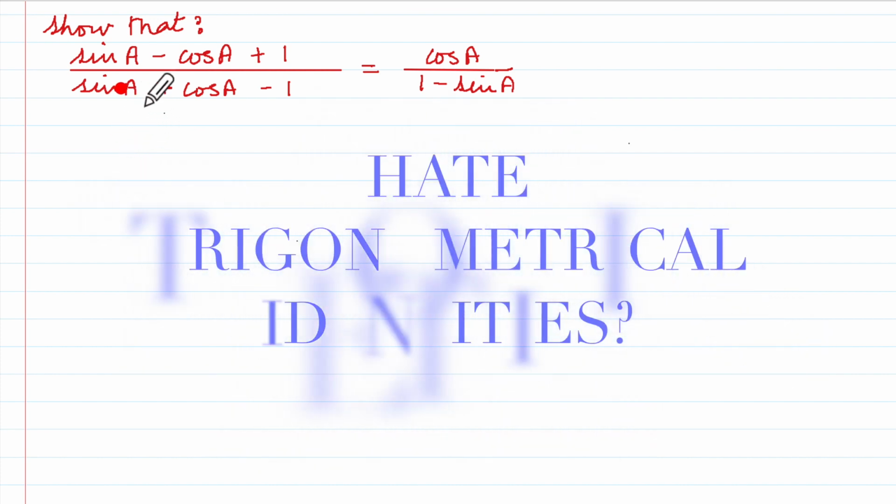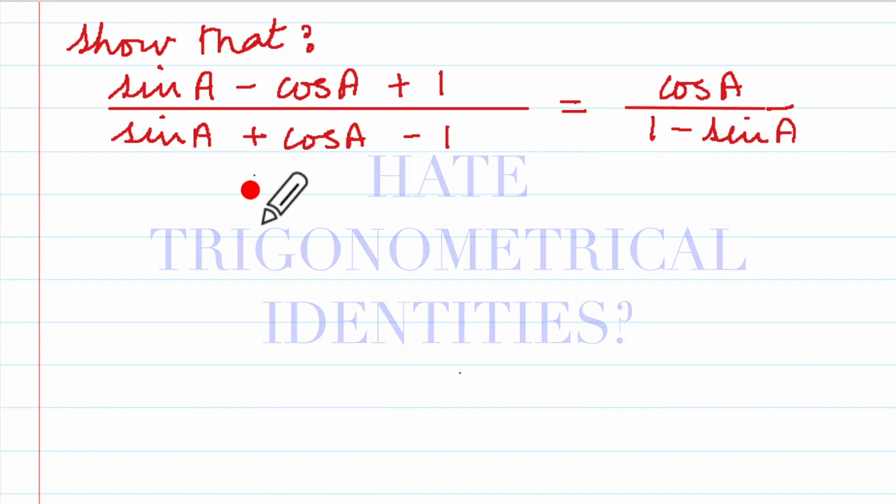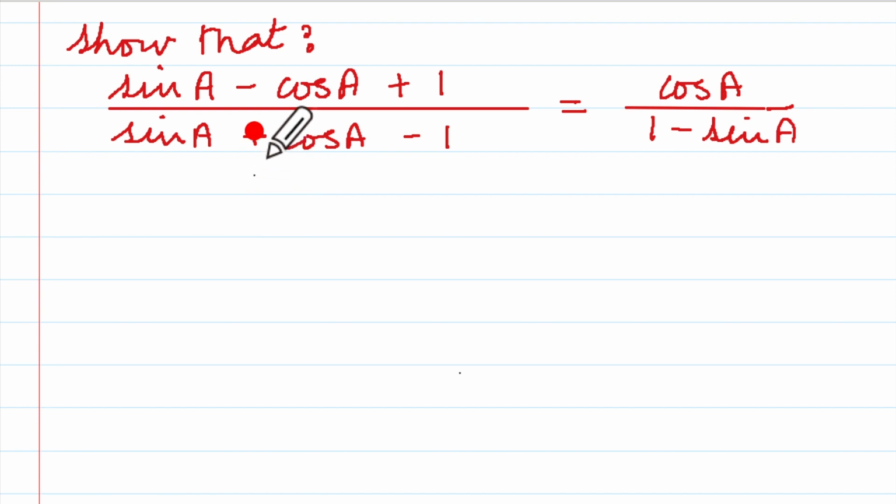Do you hate proving trigonometry identities? Now look at this one. Sin A minus cos A plus 1 upon sin A plus cos A minus 1 is to be proved to be equal to cos A upon 1 minus sin A. Now out here there's just a simple trick.